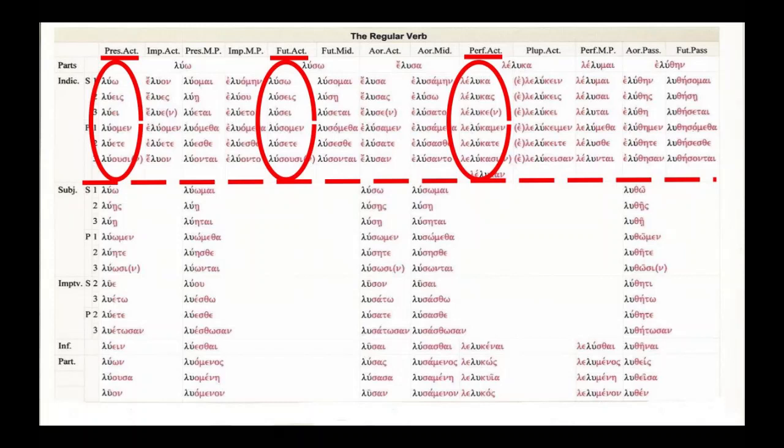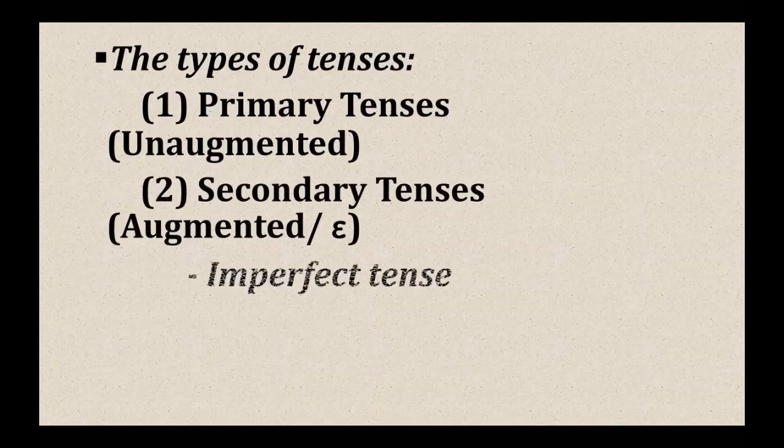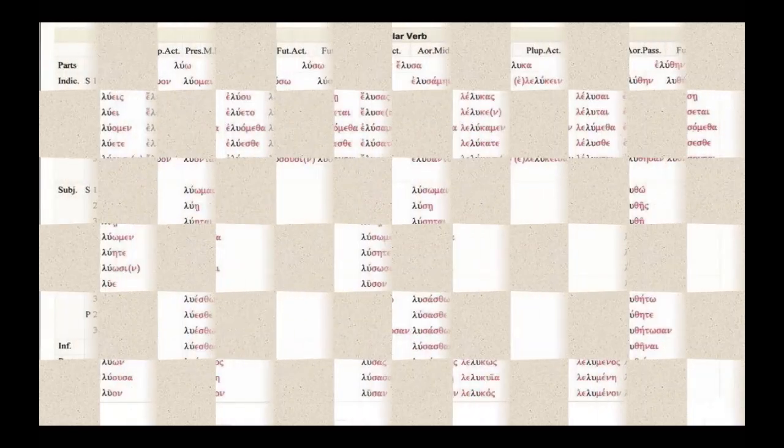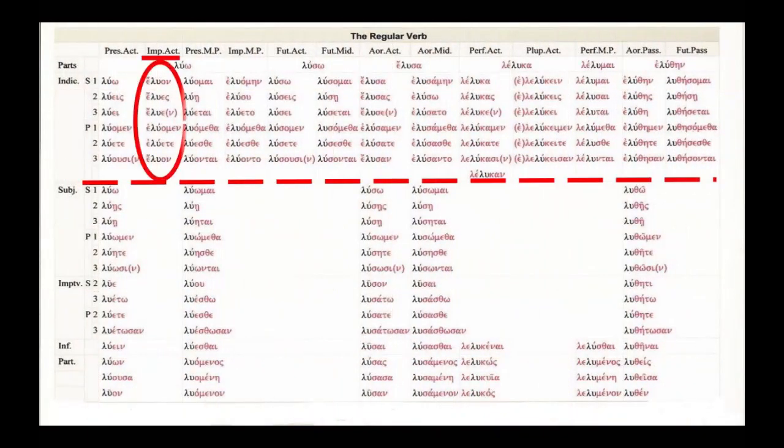Just because it doesn't have an augment doesn't mean it can't be used for something in the past. Same with the perfect tense; it can be used as something in the past. Then we have secondary tenses. These are with the augment: imperfect, aorist, and then pluperfect. All of these have the augment on the front, the epsilon. With the pluperfect, we have the reduplication like the perfect, which tells us it's perfect, and then the augment on front of the reduplication tells us it's the pluperfect and not the perfect.